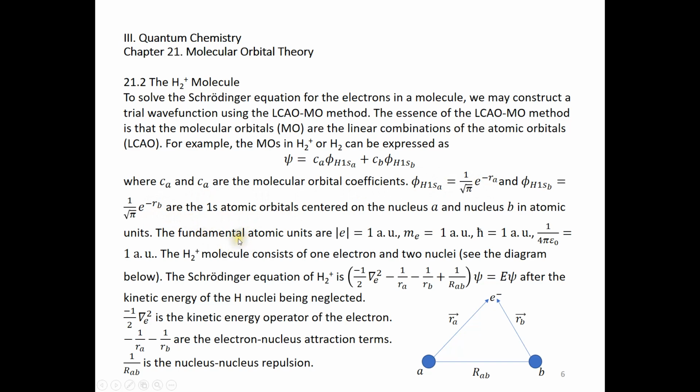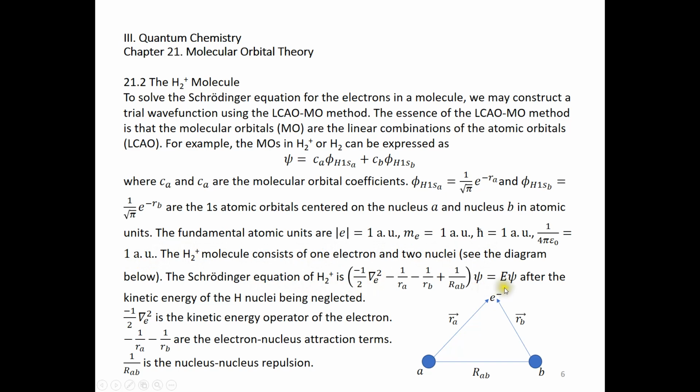And remember, the fundamental atomic units are this: the charge of electron is 1, the mass of electron is 1, h bar is 1, and 1 over 4 pi epsilon 0, the electric force constant, also has a value of 1 in atomic units. And again, H2 plus contains 1 electron and 2 nuclei.